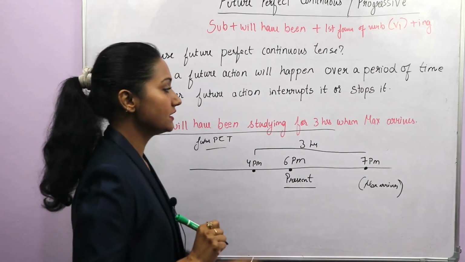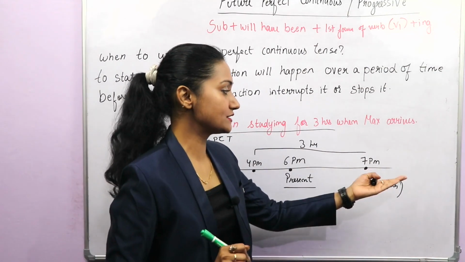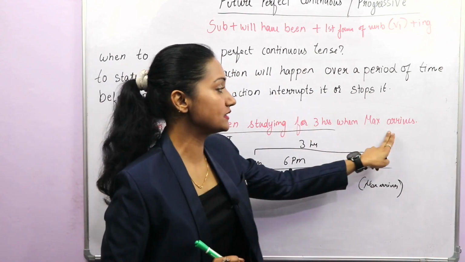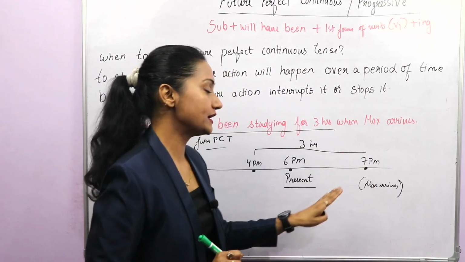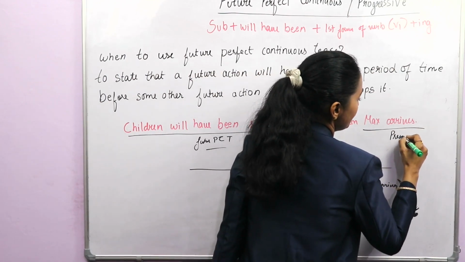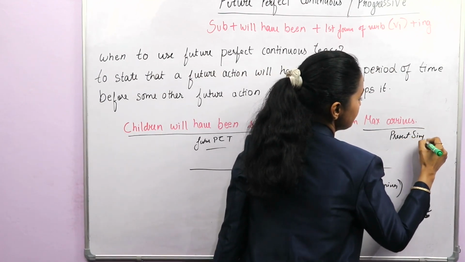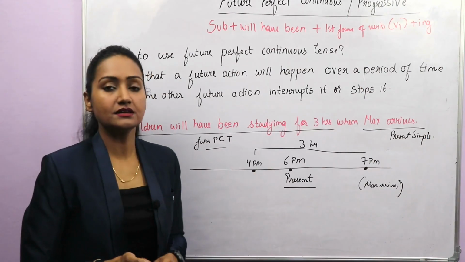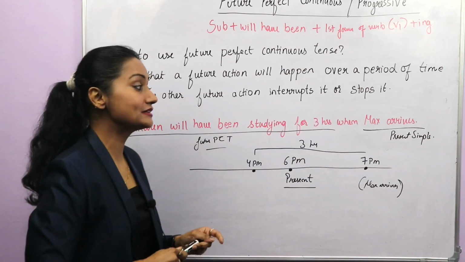Okay, and the action which will take place in future, the interruption, we can call it an interruption also, that should be in present simple. This can't be in simple future. So this is the rule.